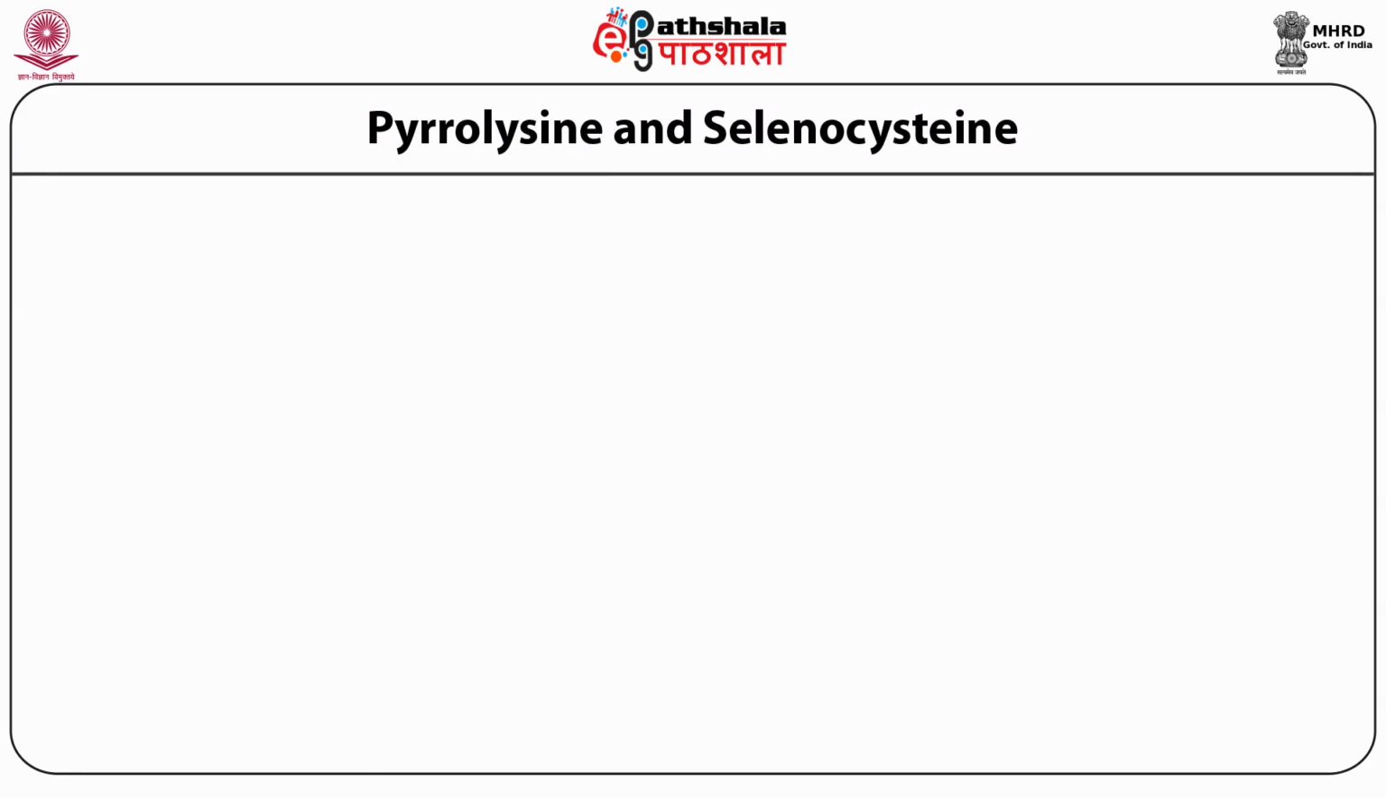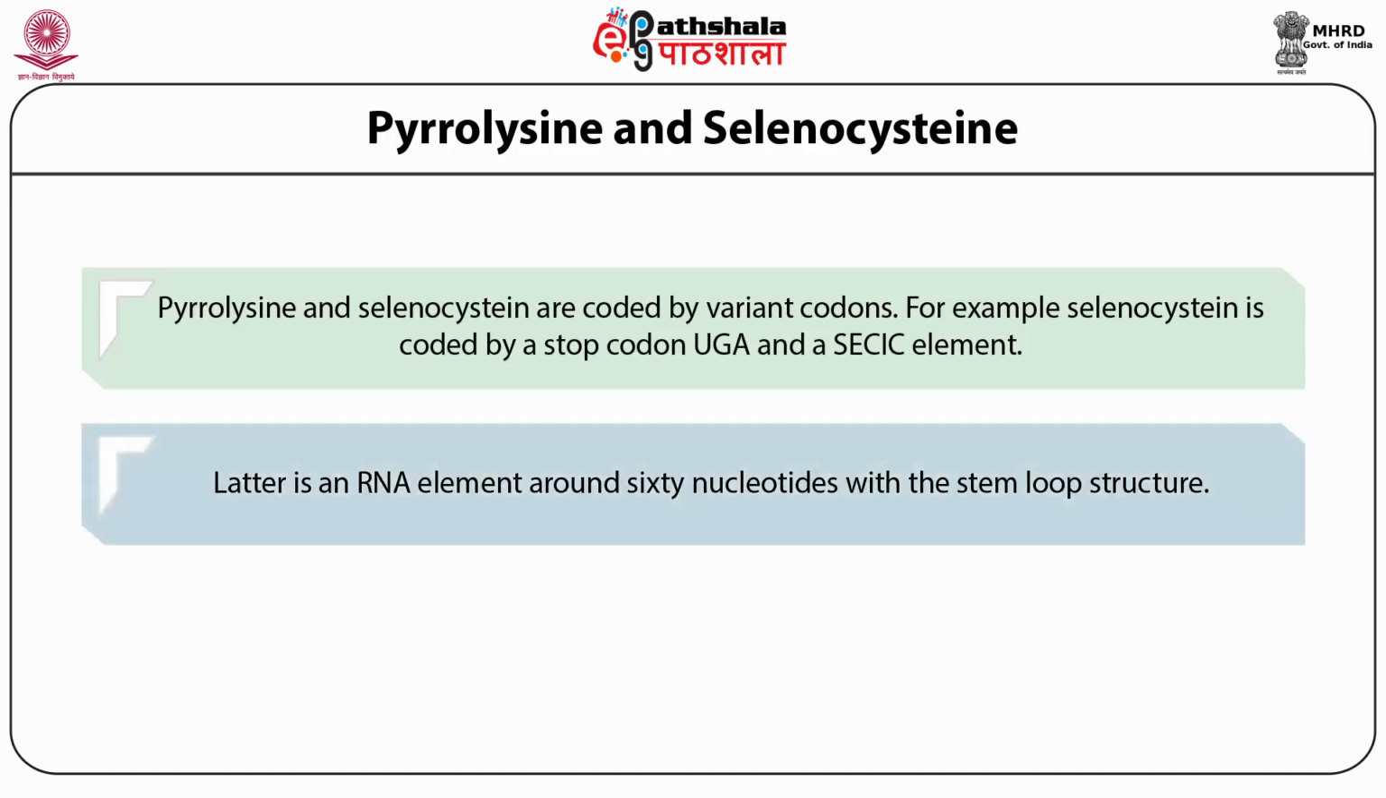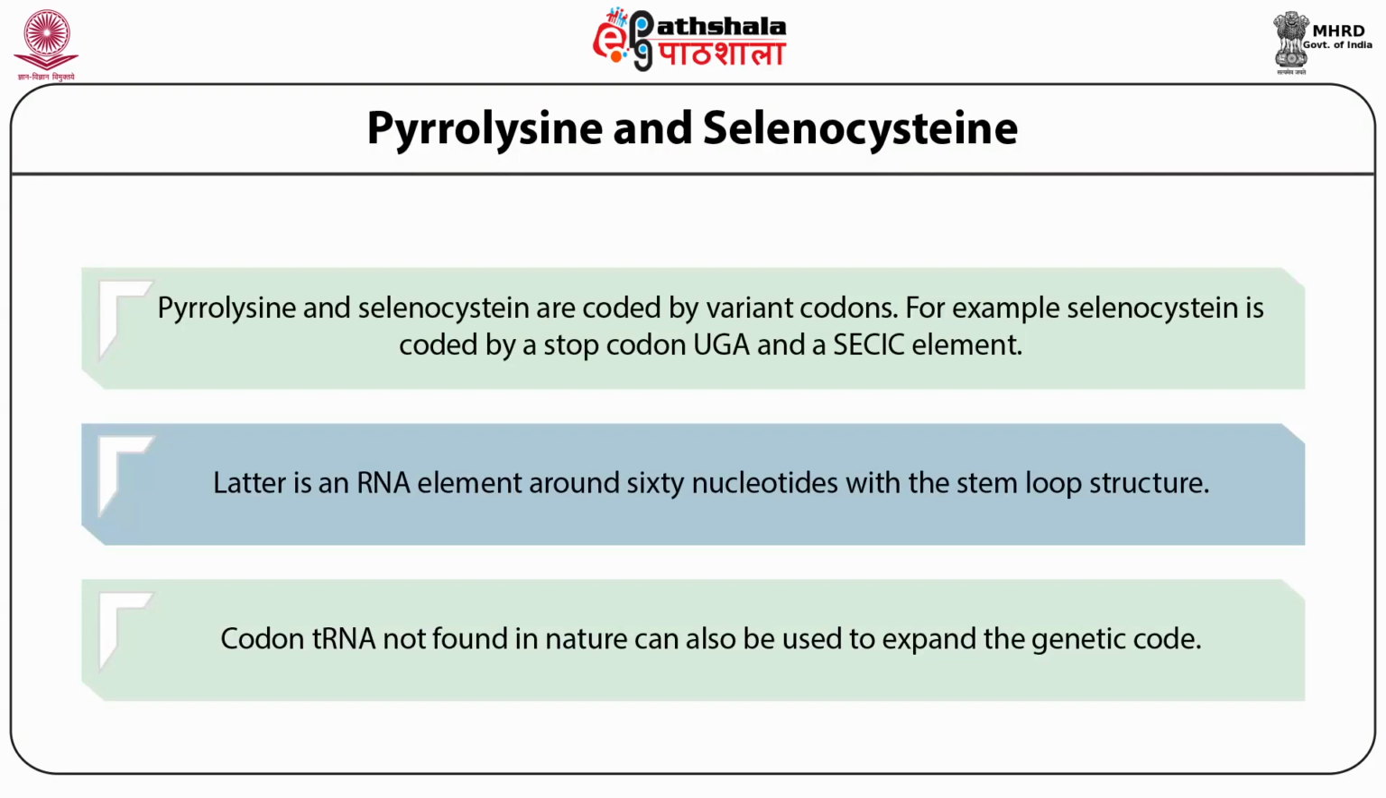Pyrrolysine and selenocysteine, how are these amino acids formed and what codes them? Pyrrolysine and selenocysteine are coded by variant codons. For example, selenocysteine is coded by stop codon UGA seen just now, and there is a special SECIS element. This SECIS element is a RNA element around 60 nucleotides with the stem loop structure. Codon tRNA, not found in the nature, can also be used to expand the genetic code.